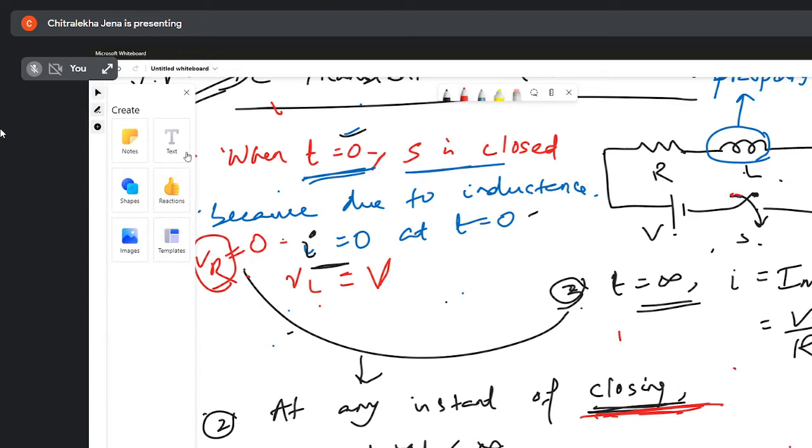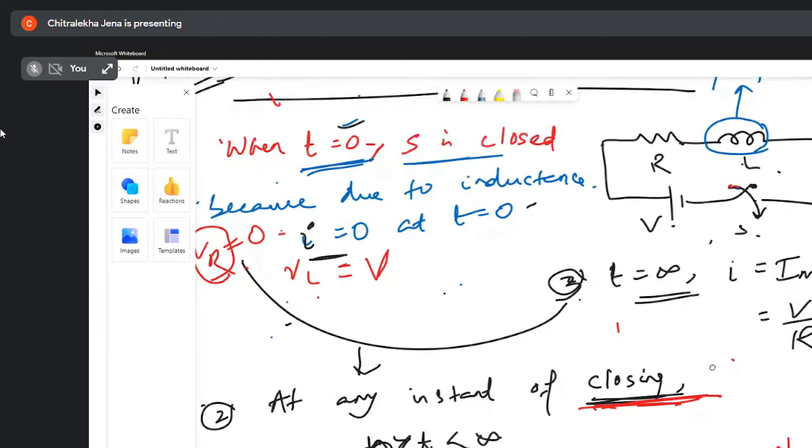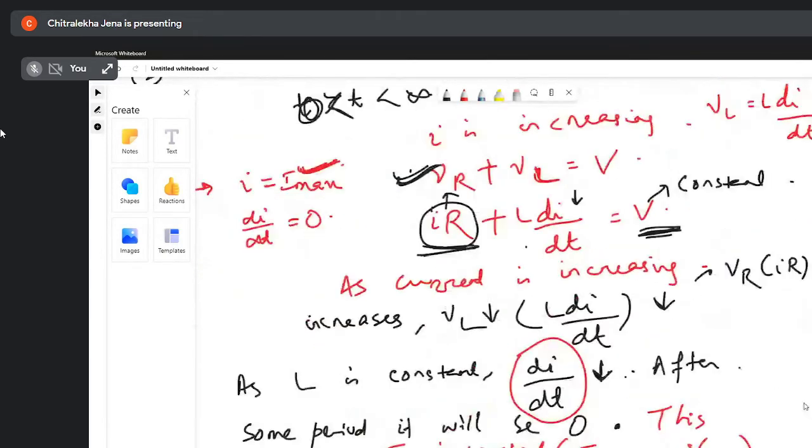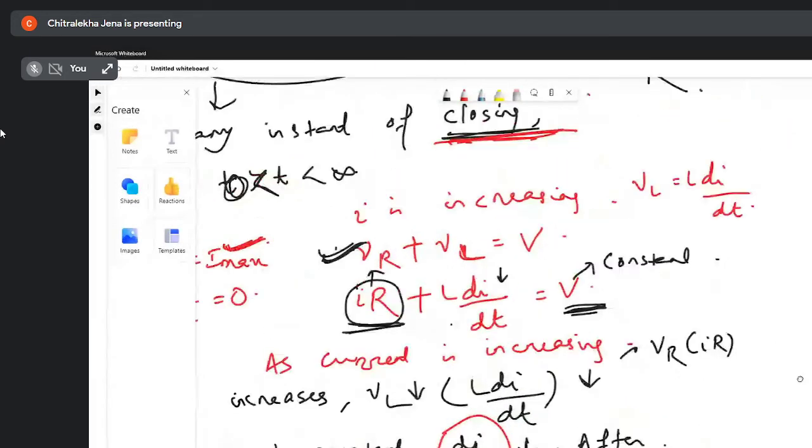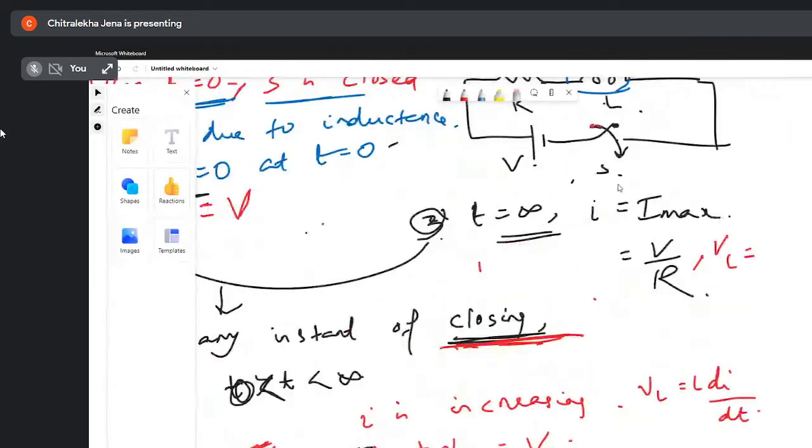V minus T by R. क्या बोल रहे हैं? अरे di by dt मेरा कितना है? मैम 0 होगा. 0 तो बोलो. कहाँ क्या इक्वेशन बोल रहे हो? तो VL is equal to 0.